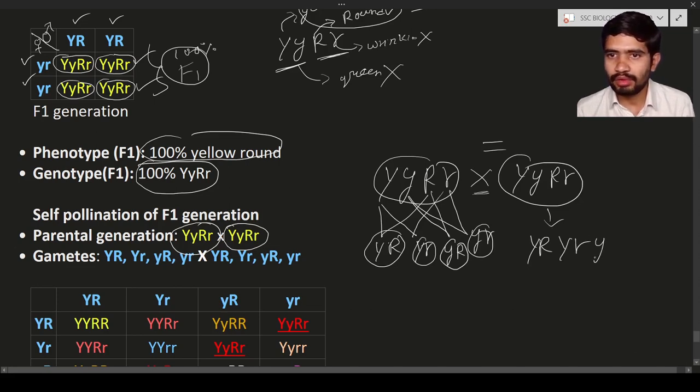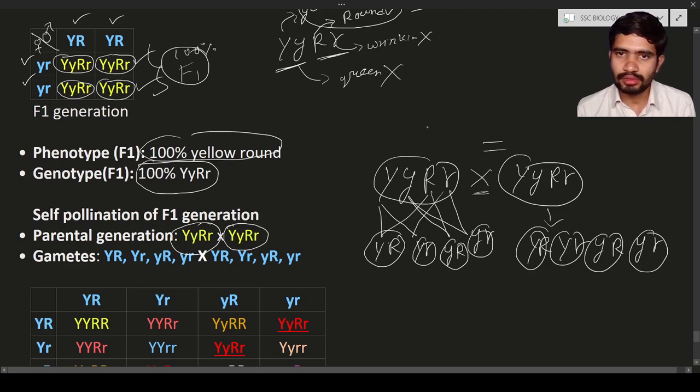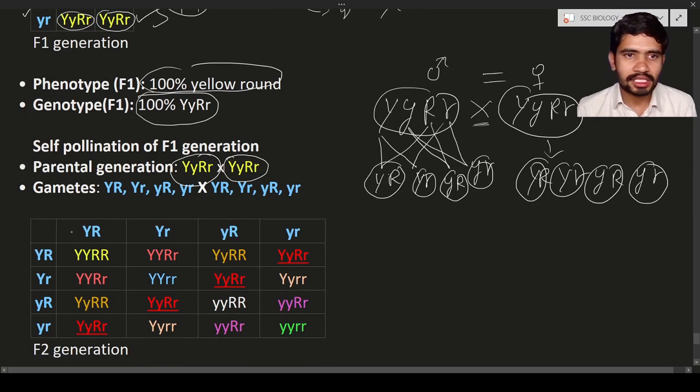Next small y, capital R. Next small y, small r. So you will get the same type of gametes. Same type of gametes from this parent also. So this is the male parent, this is the female parent. Hence you will get such a combination.